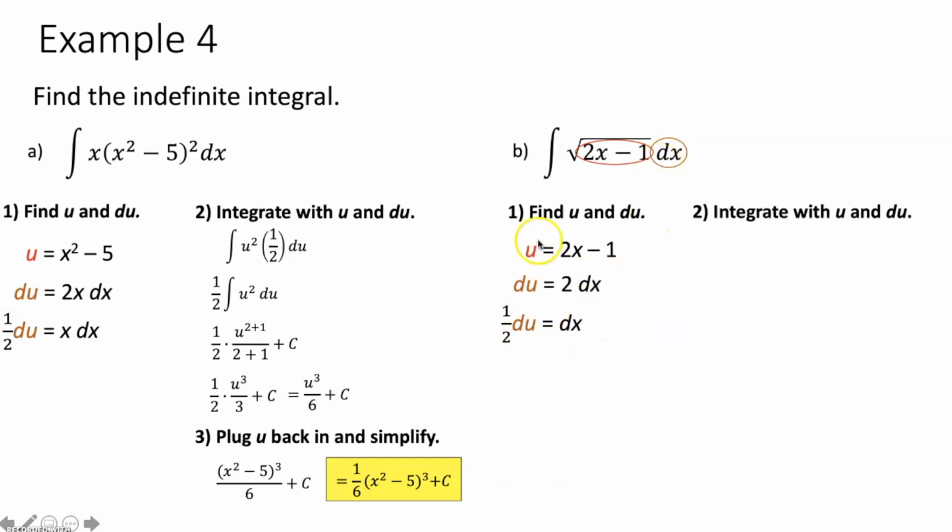Now I can rewrite this indefinite integral in terms of u and du. So I'm going to substitute u in for 2x minus 1. I'm going to substitute 1/2 du in for dx. I have now rewritten my integral in terms of u and du. So I need to evaluate this integral now. To do that, I need to prepare this for integration. I'm going to take this 1/2, move it out front of the integral sign.